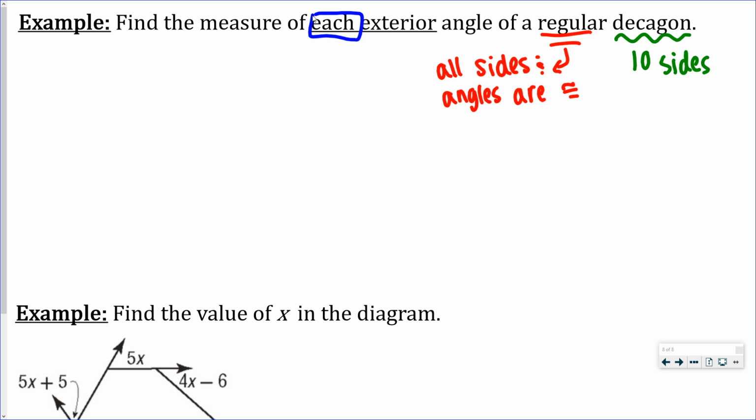Okay, so I don't even need to do a formula. What are the 10 exterior angles going to total? 360, right? Always. No matter how many sides there are, they're all going to total 360. So how can I find the measure of each of them? Divide by how many sides we have, which is 10. So they're each going to be 36 degrees. That's it.